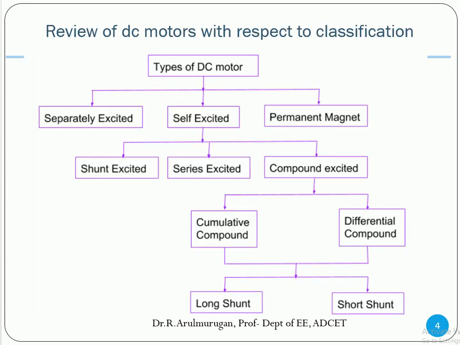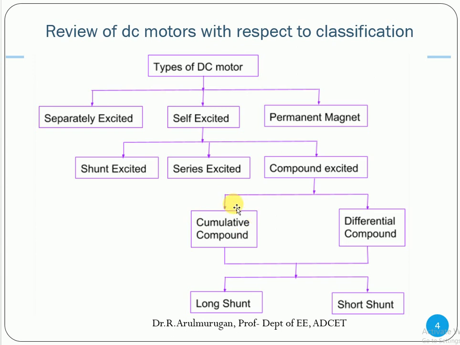First, you are going to see the DC motor. Generally the DC motor is classified into two methods: one is separately excited, the second is self-excited. Self-excited is further classified into the shunt motor, series motor, and compound motor. What is a compound motor? A combination of the shunt and the series. The compound motor is further classified into long shunt and short shunt.